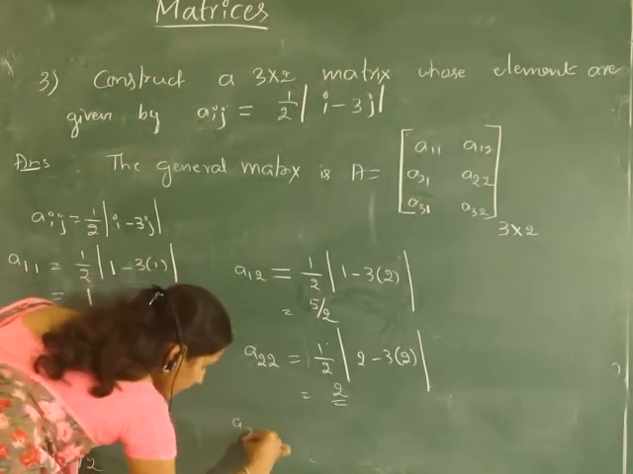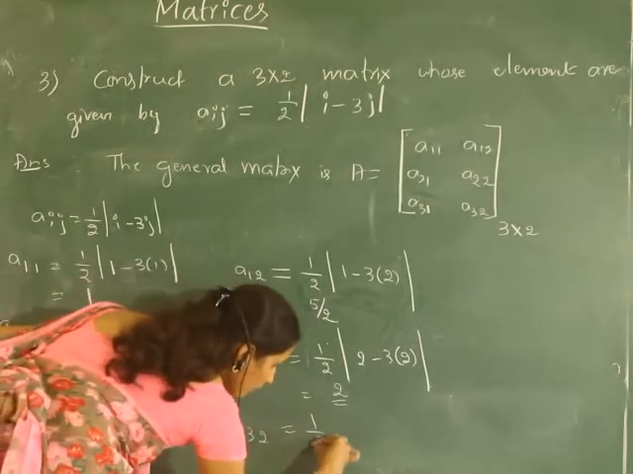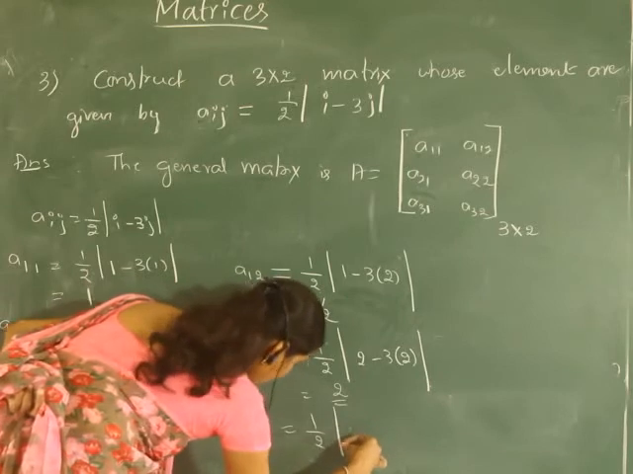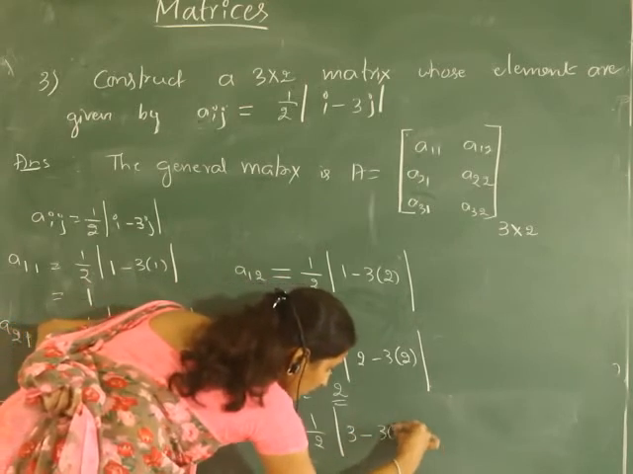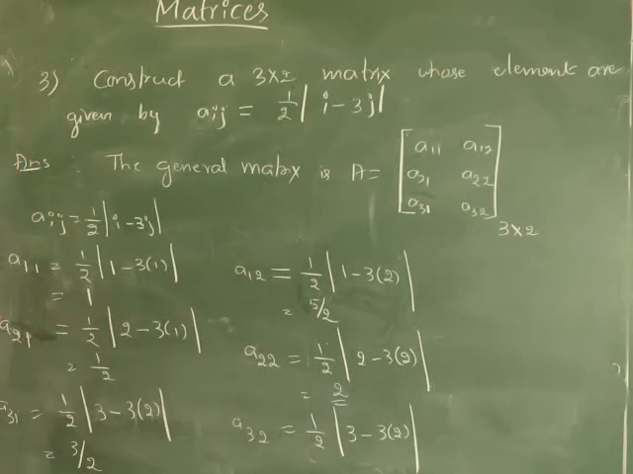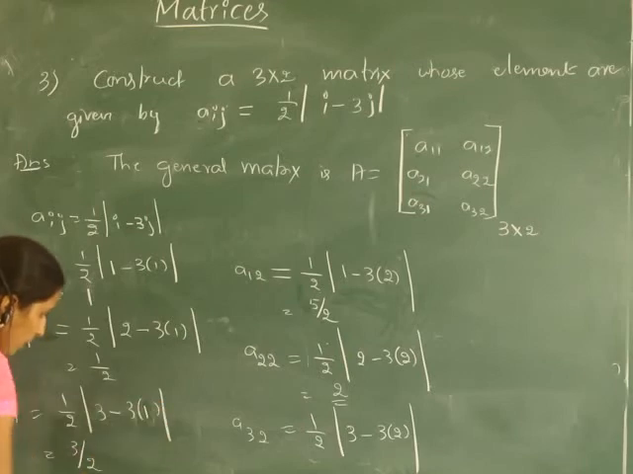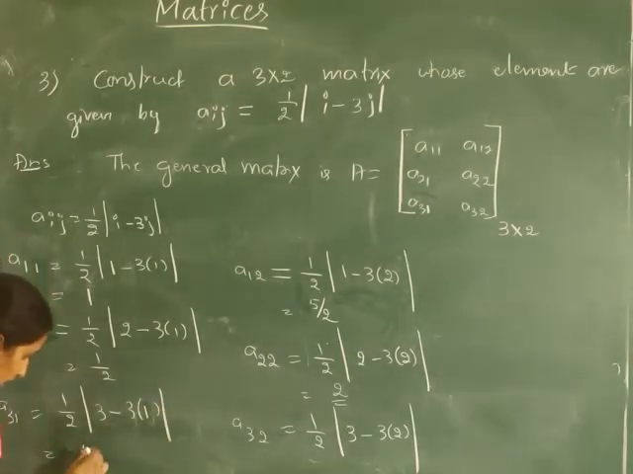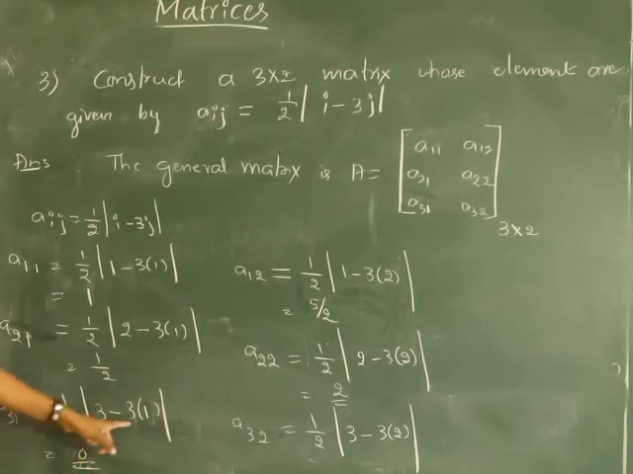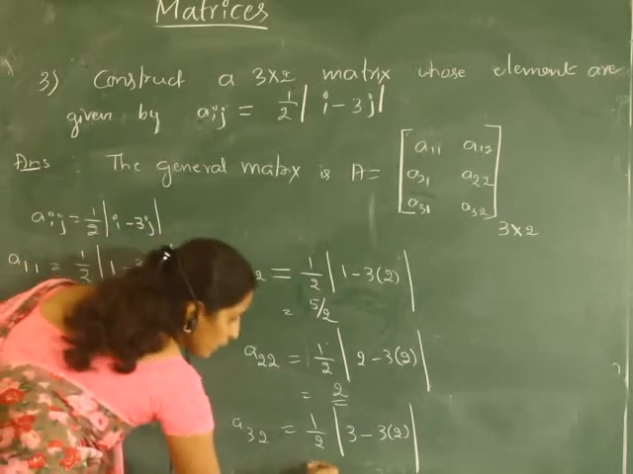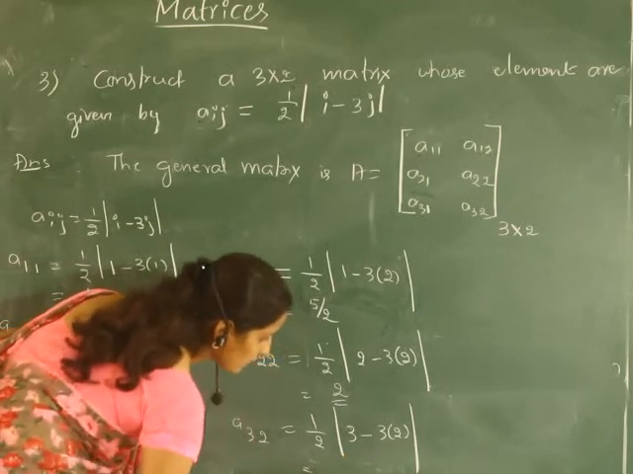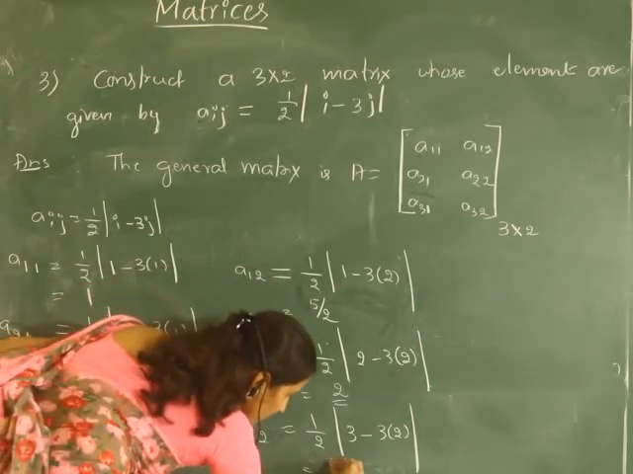Then a32 is equal to half into modulus of 3 minus 3 into 2. So 3 minus 3 is 0, this element will be 0. Correcting: a31 is 3 minus 3 into 1, so it is 0, and a32 is 3 minus 6, which is minus 3, so it is 3 by 2.